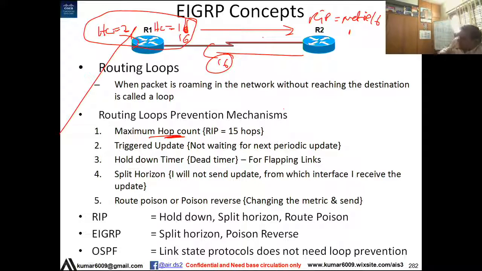So these are all different mechanisms we use for different routing protocols. For example, RIP uses what? Hold on timer, split horizon, route poison. EIGRP uses split horizon, poison triggers. OSPF doesn't use anything. Why? Why is OSPF not using them? Because OSPF doesn't send any routes. It only updates the map and runs the algorithm inside. It will not share the routes. Clear?